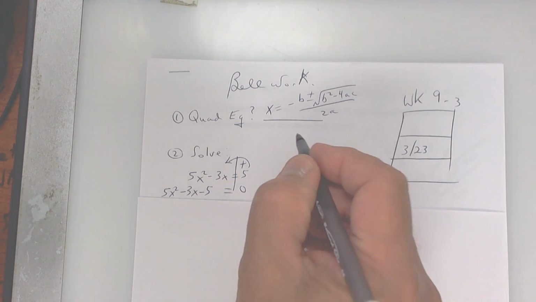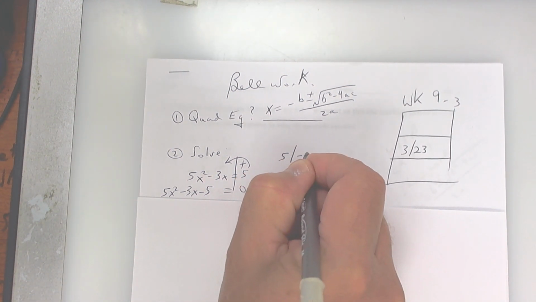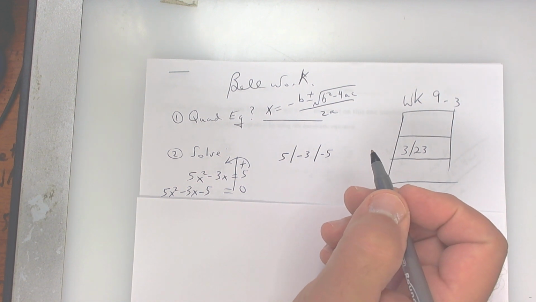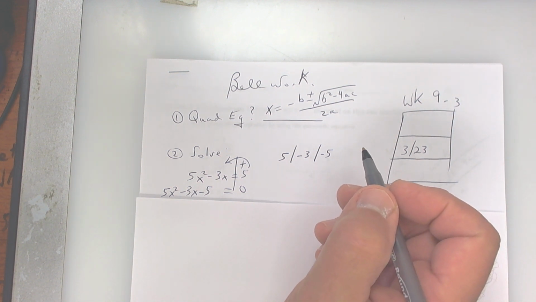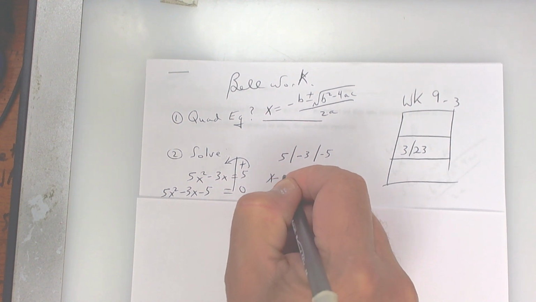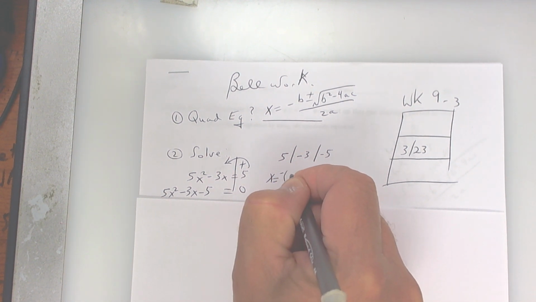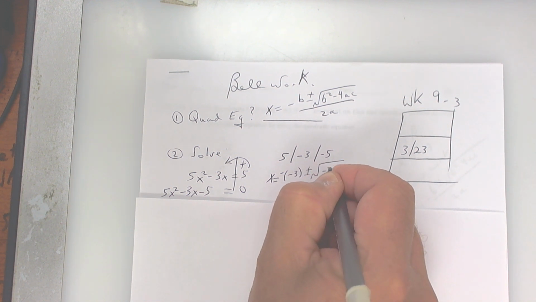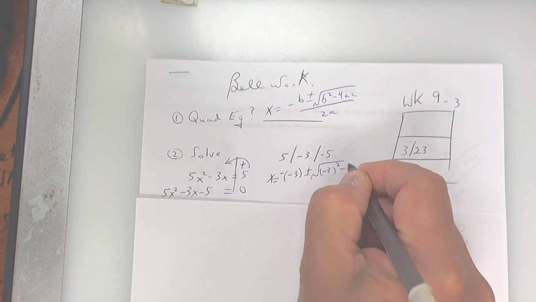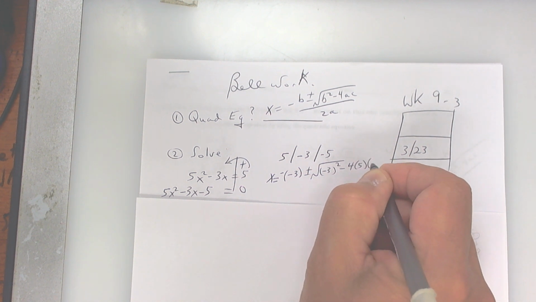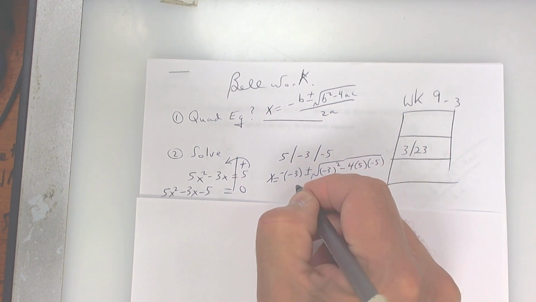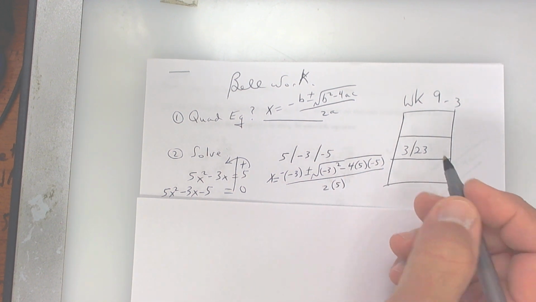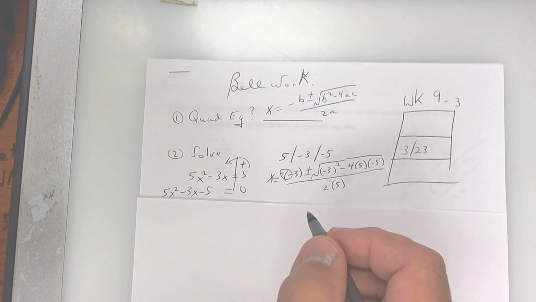Now you identify your A, your B, and your C. And then I want to see the work, and it looks like this. X equals negative B plus or minus the square root of b squared minus 4 times A times C, all divided by 2 times A. This is a double negative, so that becomes a positive.